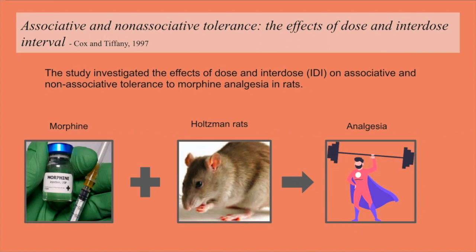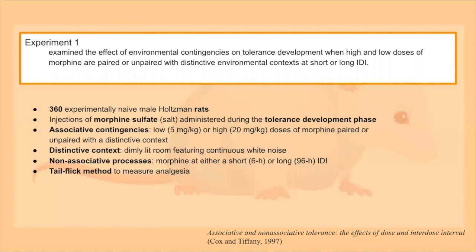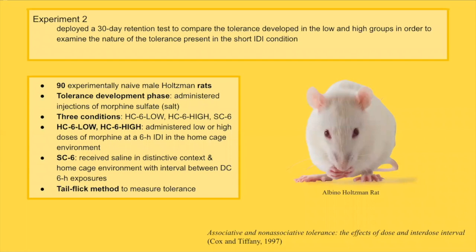This is Diana. Here I will discuss an article published in 1997 by Cox and Tiffany. The study conducted 2 experiments to investigate the effects of dose and interdose interval on associative and non-associative tolerance to morphine analgesia in rats. The first experiment examined the effect of environmental contingencies on tolerance development when high and low doses of morphine are paired or unpaired with a distinctive environmental context. The second experiment deployed a 30-day retention test to compare tolerance developed in the low and high groups.